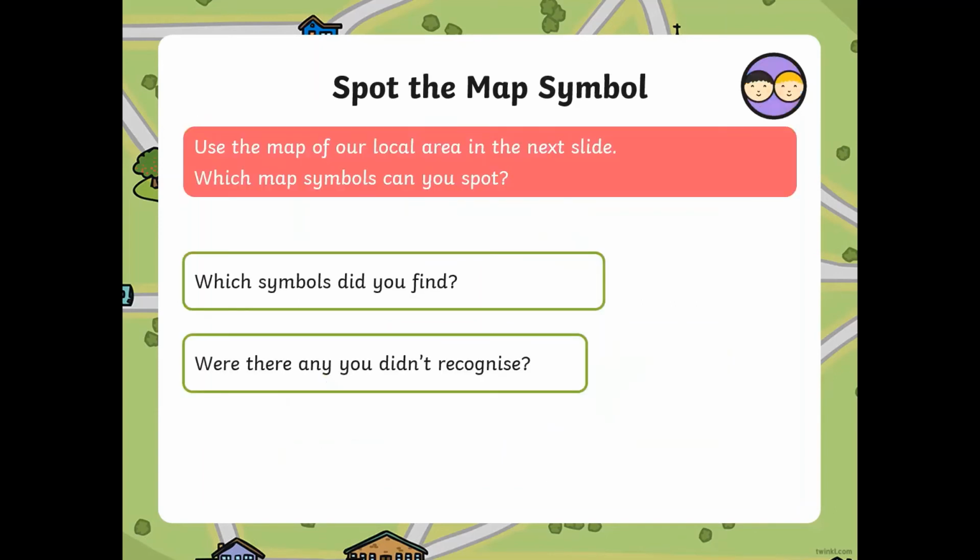Fantastic. Now, let's put our observation skills to the test. We're going to use the map of our local area, which is on the next slide, and I want you to spot some of the map symbols. Which symbols did you find? Were there any you did not recognize?